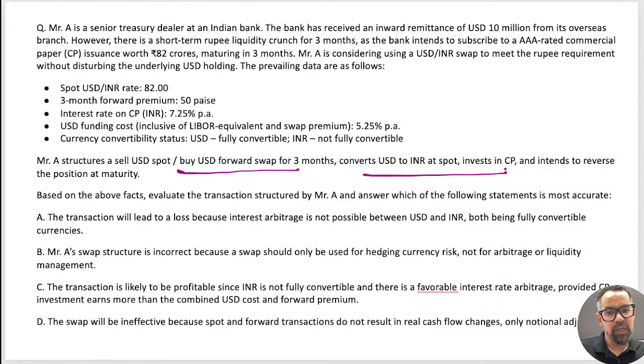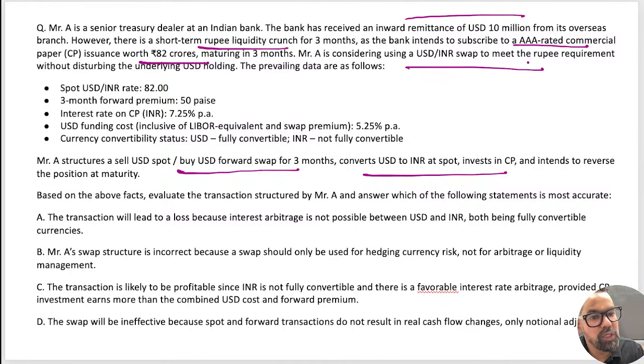So Mr. A is a senior treasury dealer at an Indian bank, and the bank has received an inward remittance of 100 million USD from an overseas branch. However, there is a short-term rupee liquidity crunch for 3 months, as the bank intends to subscribe to AAA minus rated commercial paper issued worth 82 crores maturing in 3 months. Bank A is considering using a USD INR swap to meet the rupee requirement without disturbing the underlying holding itself.